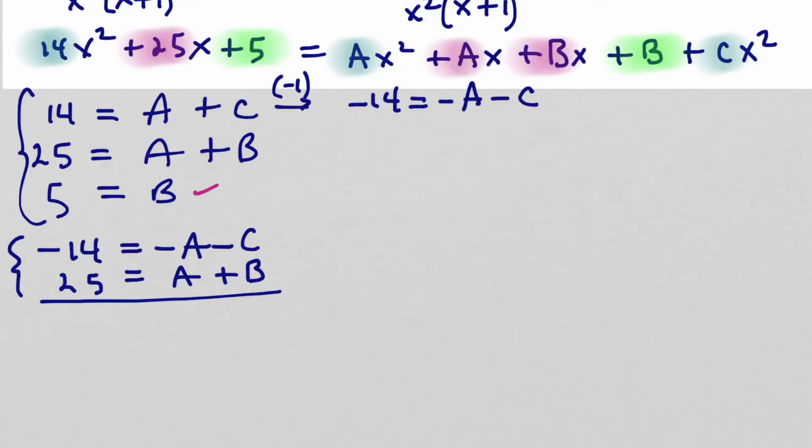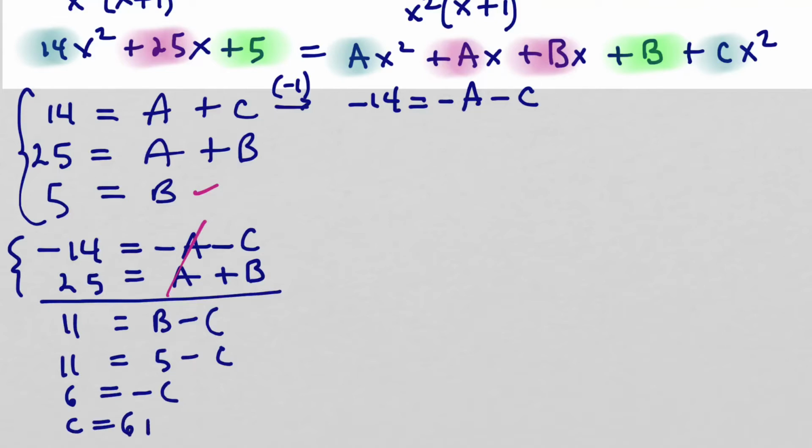Now the A's are eliminated and we're left with 11 is equal to B minus C. And then from the above system we have B is equal to 5, so we can say 11 is equal to 5 minus C, or 11 minus 5, that's 6. 6 is equal to minus C, so that would be C is equal to 6. So we know C is equal to 6. Let's just write that B is equal to 5 as well. So we know both of those so far.